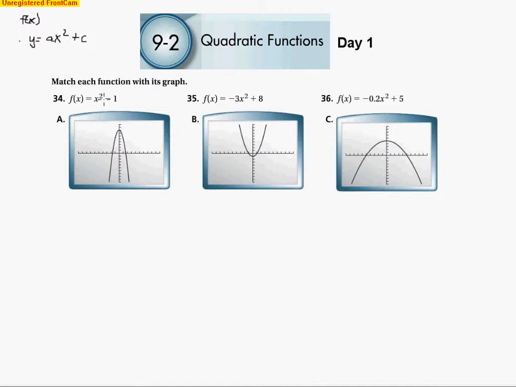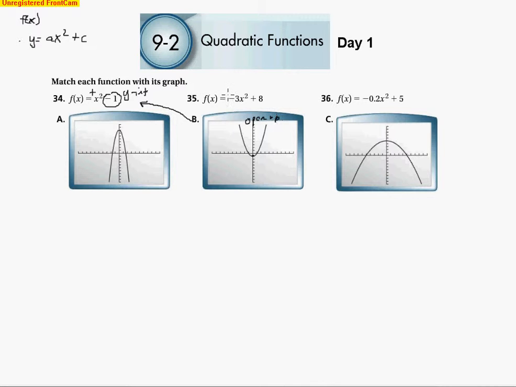So we knew that this was the y-intercept. The c value, when we set x equal to 0, we have the y-intercept. So right away I know B is the answer for 34 just by looking at it. I also know that it is because it's a positive x squared. When it's a positive x squared, I know it opens up. So this one opens up.